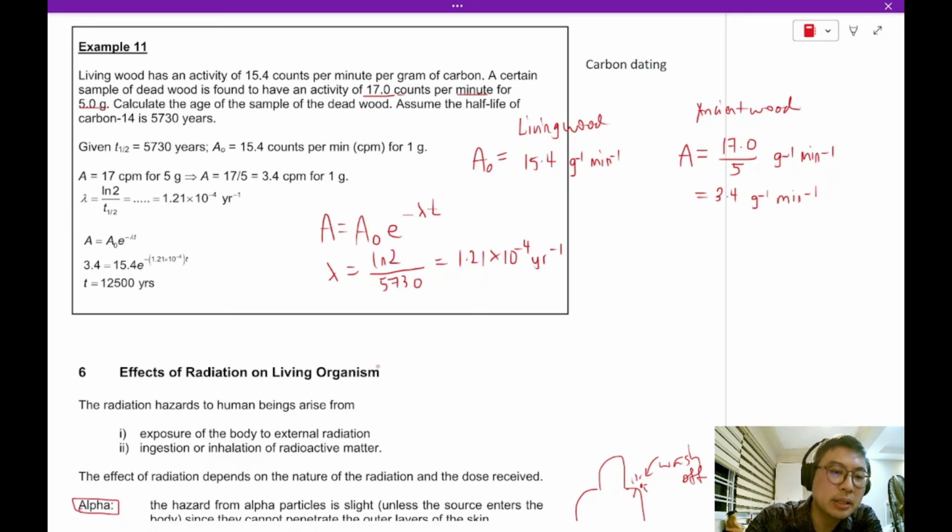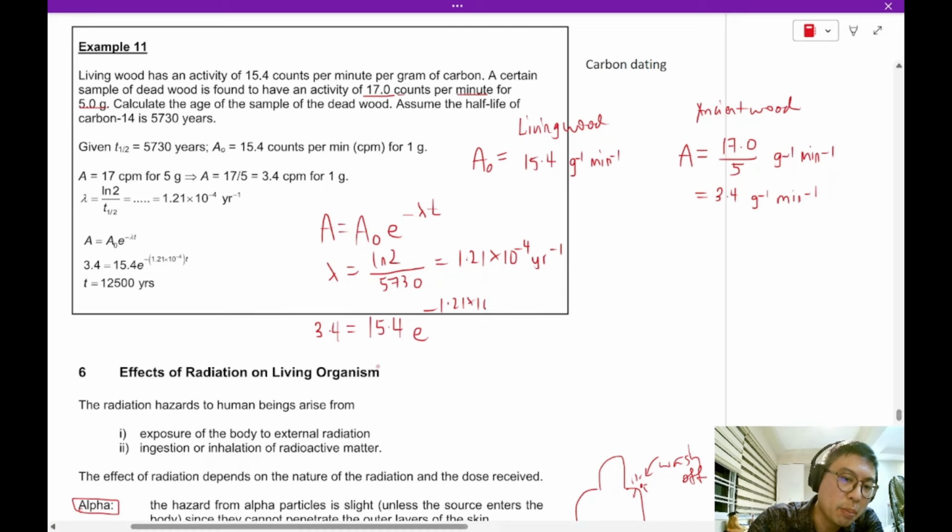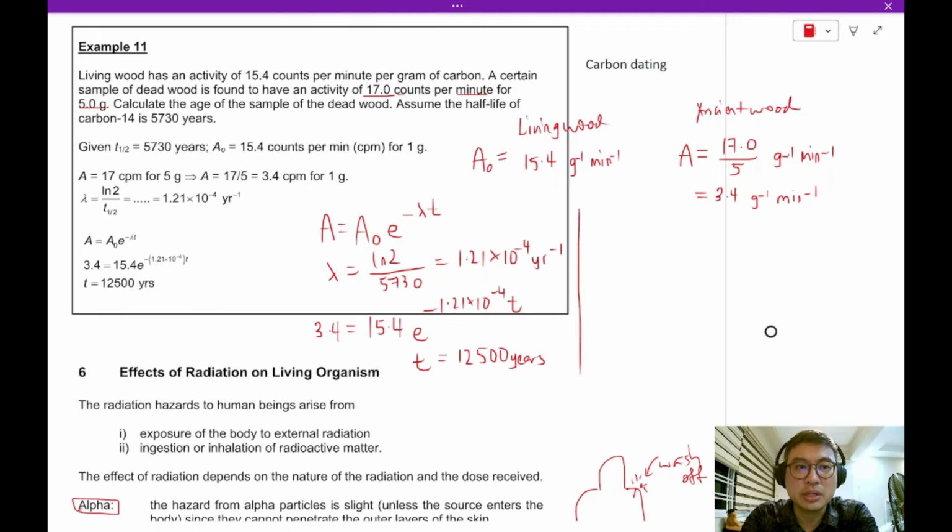And then in that case, we can solve the equation by using A equals A naught e to the minus lambda t. You can put in 3.4, which is the current activity level. This is the original activity level of living wood, minus 1.21 times 10 to the power of minus 4 t, and you solve it to get t is 12,500 years.